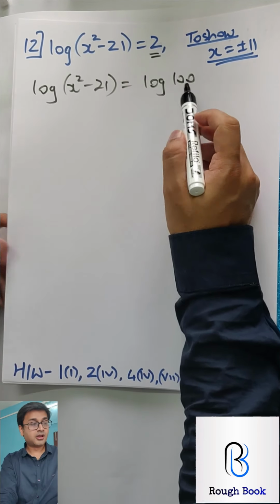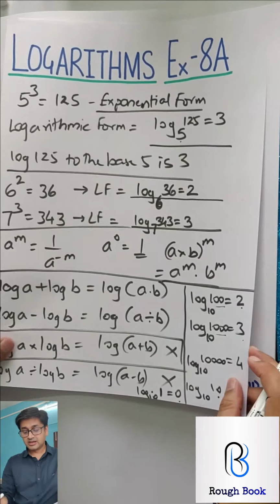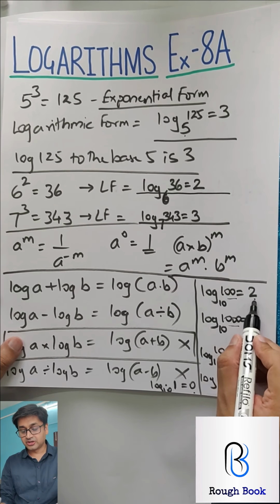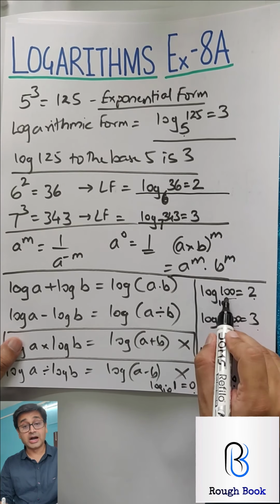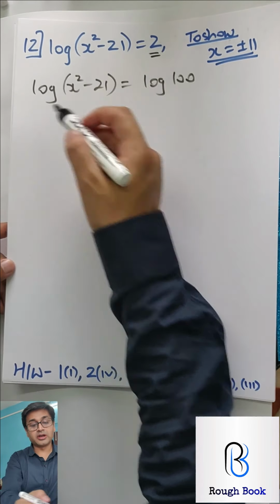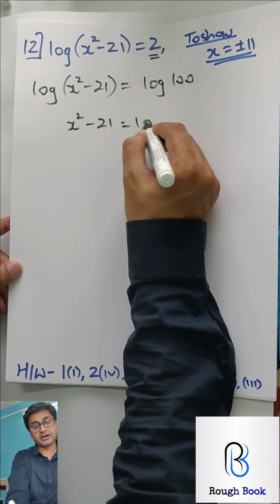Why 100? Because I just taught you, if this is 2, you will write 2 zeros. This base 10 is always assumed. You don't need to write that. So if it is 2, I can write it as log 100. Are you getting it? Why did I write this? So that log and log can get cancelled. And I will get x square as 2100.